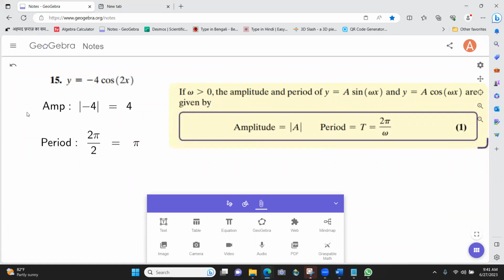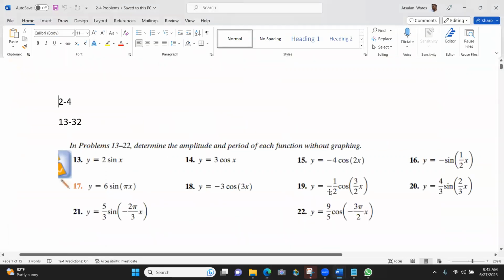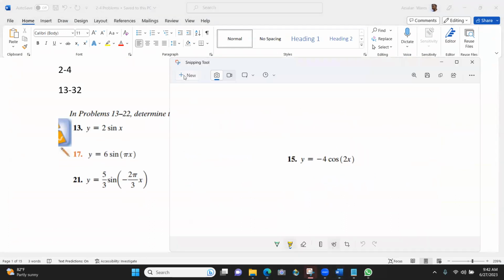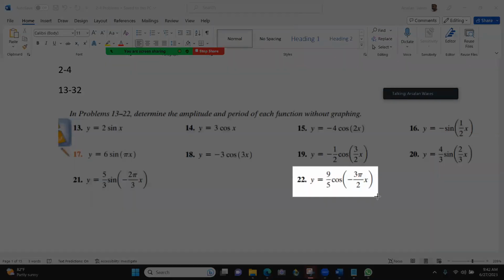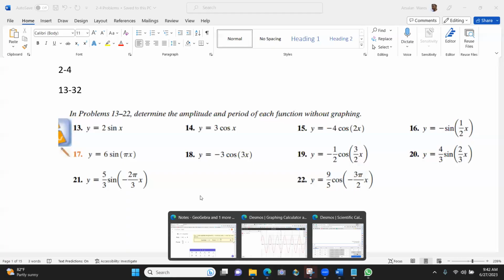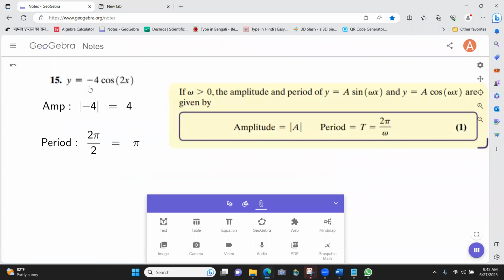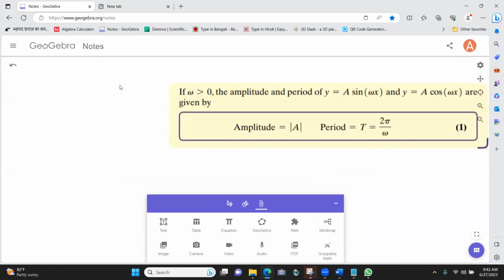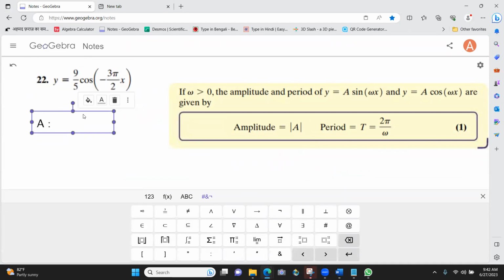All right, let's try another problem. Now let's do something ugly. Let's do 22. How do we do something like 22? Same question. The amplitude is generally easy. The amplitude is going to be 9 over 5. The absolute value of 9 over 5 is 9 over 5. So I'm just going to write A for amplitude. Our amplitude is 9 over 5.